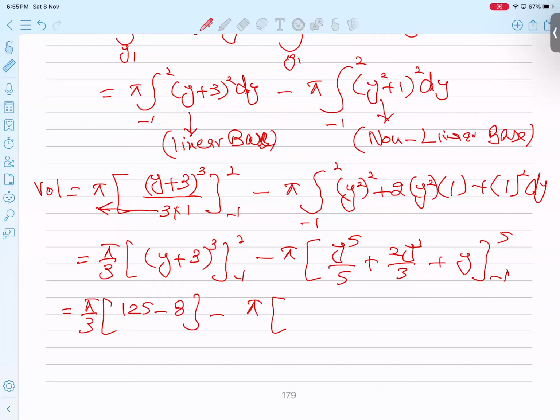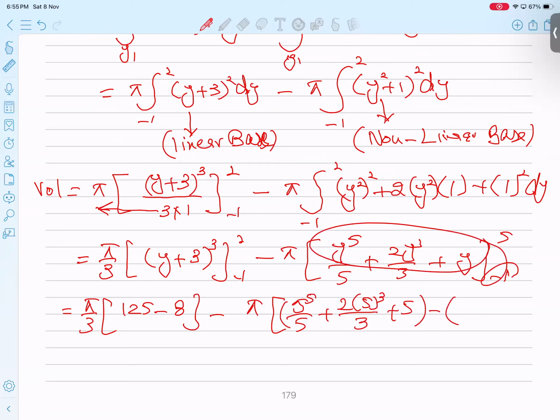Plug in 5 here. 5 to the power 5 over 5, plus 2 times 5 to the power 3 by 3, and plus 5. Upper limit done. Minus, when I plug in 1, so you know the negative will come out: negative 1 over 5, negative 2 over 3, and negative 1. So now I'm going to solve it and let's see what the answer turns out to be. And wait a minute, let me check the calculator.